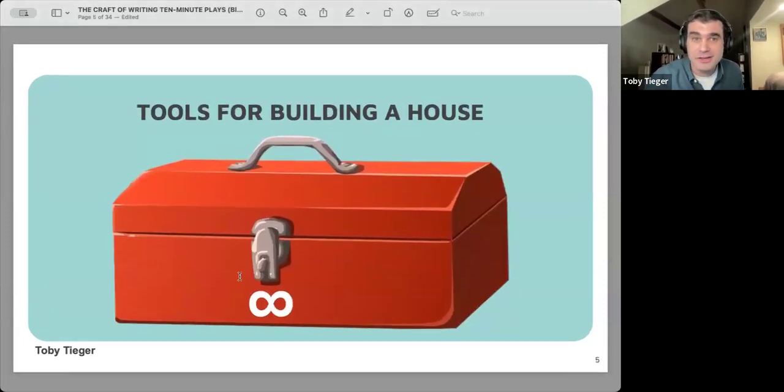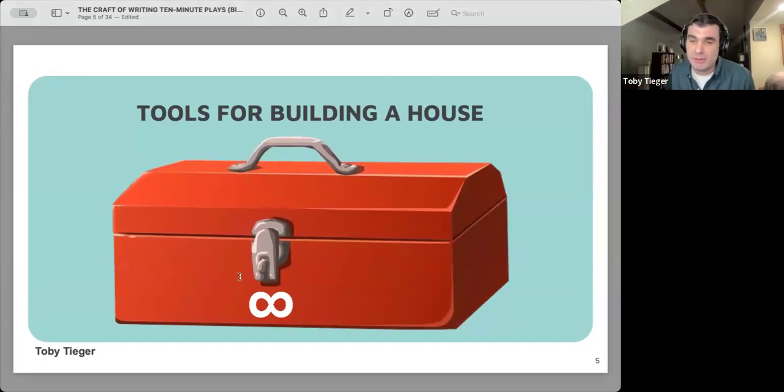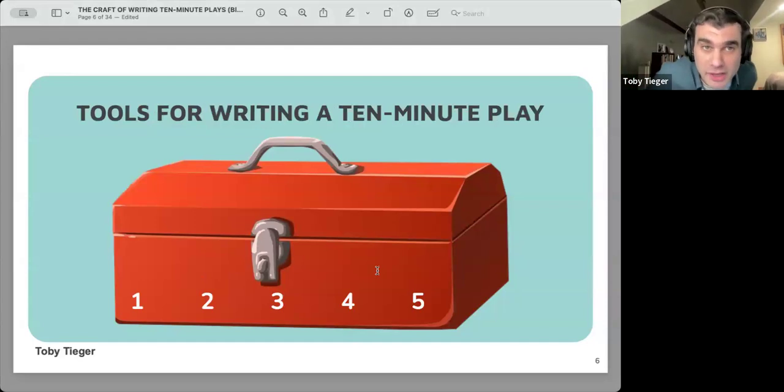And I just included this because if you were trying to build a house, how many tools would you need in your toolkit? You wouldn't have a toolkit that was big enough. The architect, the construction manager, the carpenter, the electrician, the plumber, you need so many different people. In the same way, when we're talking about a 10-minute play, we're not talking about a full-length play. We're not talking about a full-length movie. We're not talking about any of the longer things. It's not to say that you wouldn't use many of the same tools, but you would need a larger repertoire. Okay, so we are going to be talking about the 5 tools that I use for writing a 10-minute play.